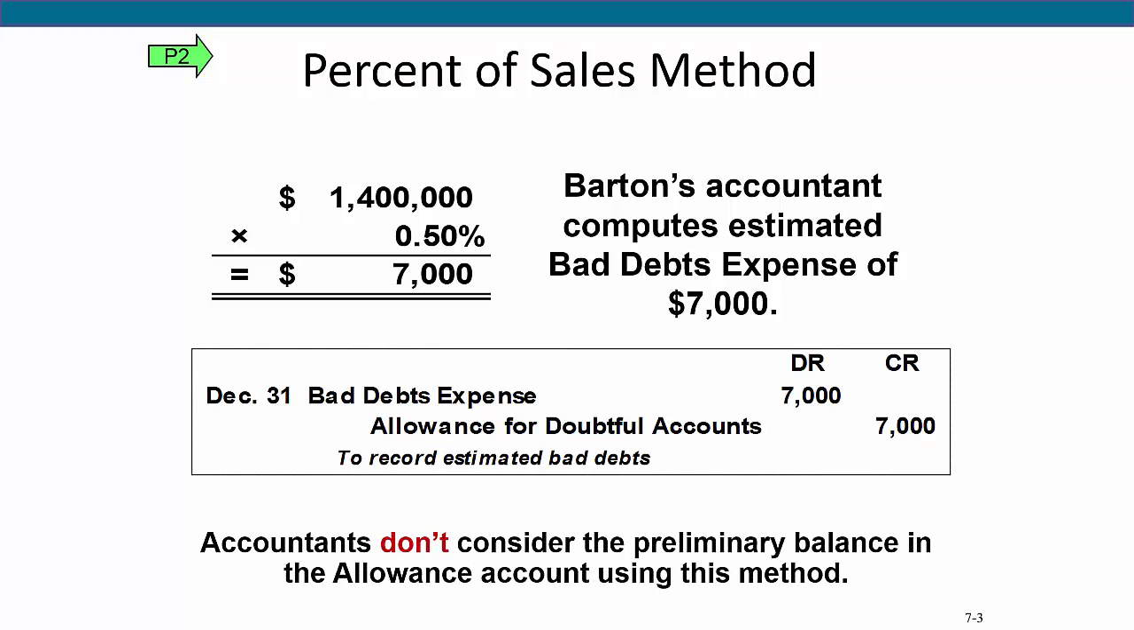This method uses an income statement focus because it uses sales to compute the expense amount and does not take into account that there is any previous balance already set up in the allowance for doubtful accounts. Remember, we must remove cash sales from our total sales revenue to arrive at net credit sales. We will not experience any bad debts on cash sales.